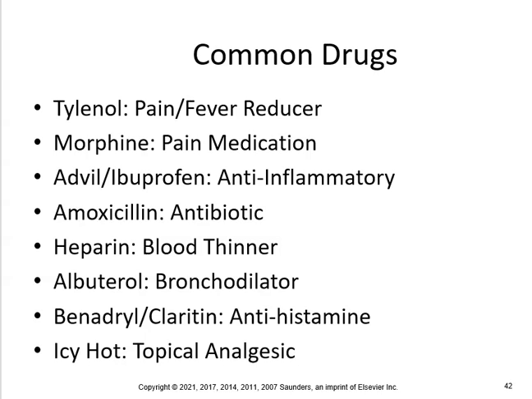Morphine is a strong pain medication, highly addictive. Amoxicillin, Cipro, those are all antibiotics. Heparin is a blood thinner. Albuterol is a bronchodilator used for asthmatics. Benadryl or Claritin are antihistamines. And then for topical analgesics, Icy Hot.